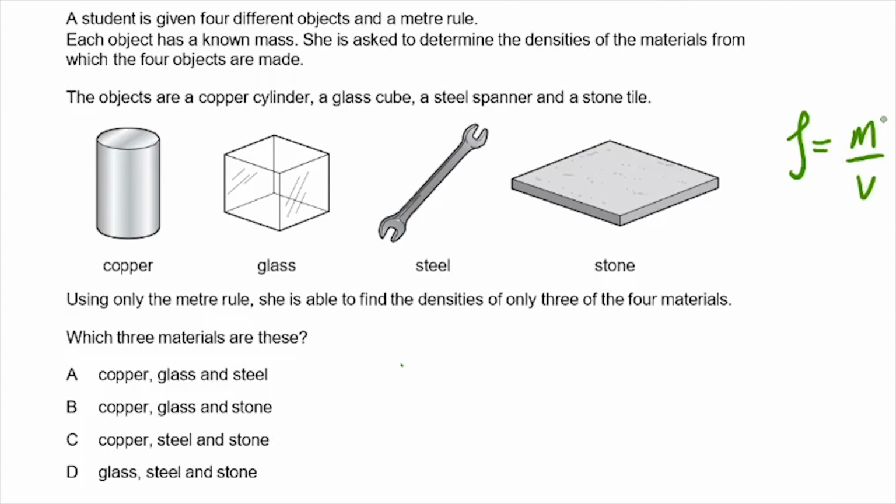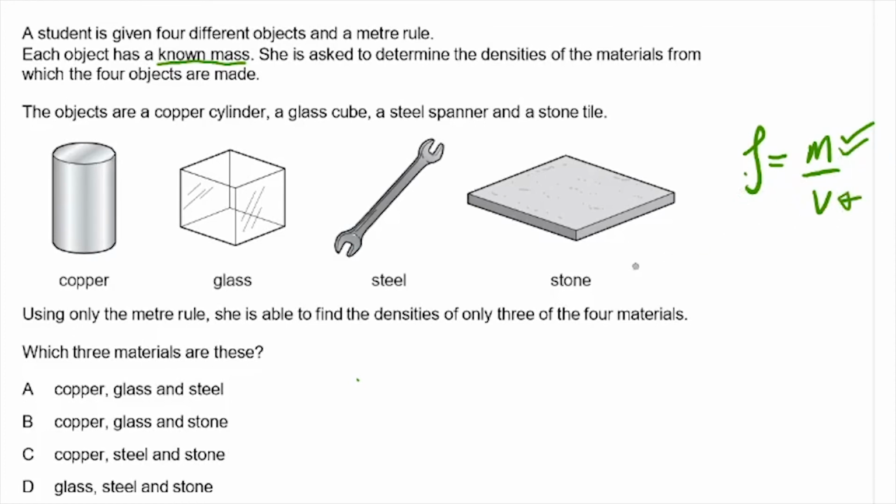Now, the issue of mass is known. The question says that each object has a known mass. So we know the mass. So the mass issue is sorted. However, you've been given a meter rule, and of course, if you're to get density, you need to know the volume. So the question is that using a meter rule only, what is she able to find? As in, she is able to find densities of only 3 materials. What are these 3 materials? So we need to look at a material where we can only find the volume using a meter rule.